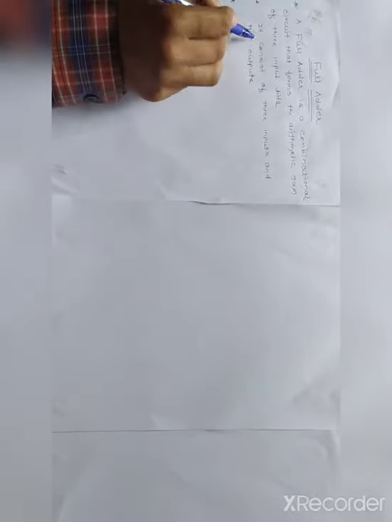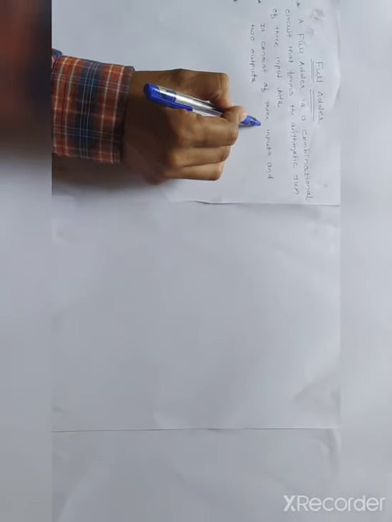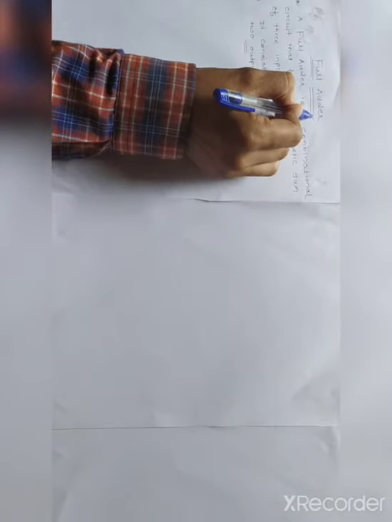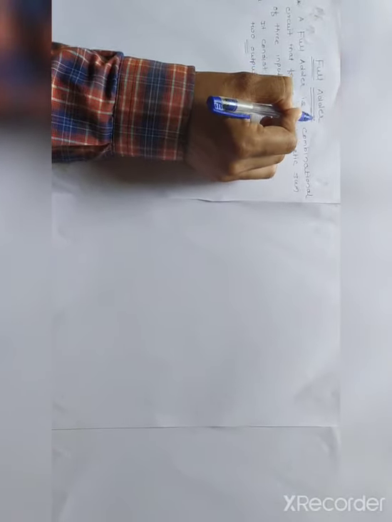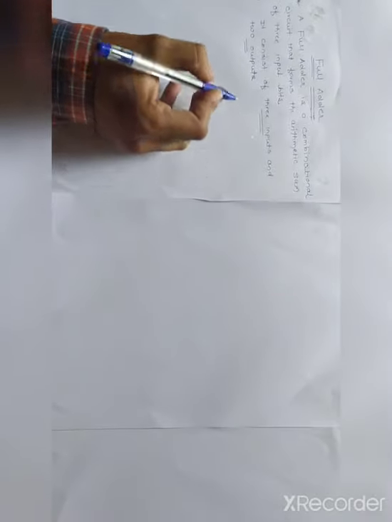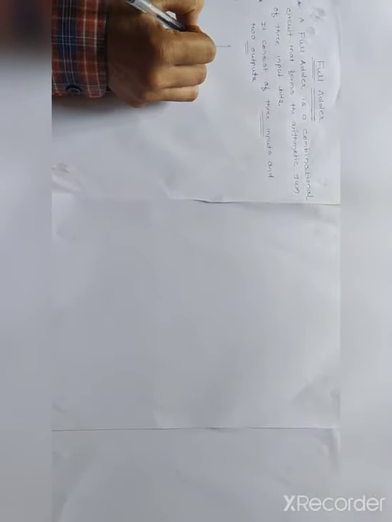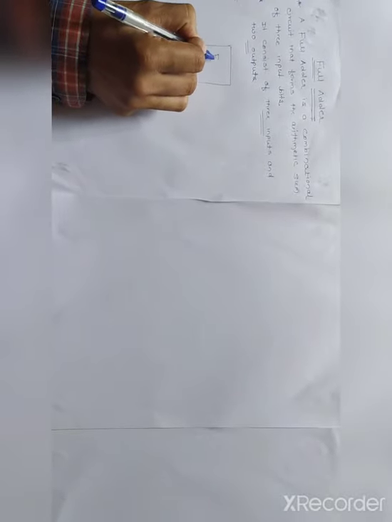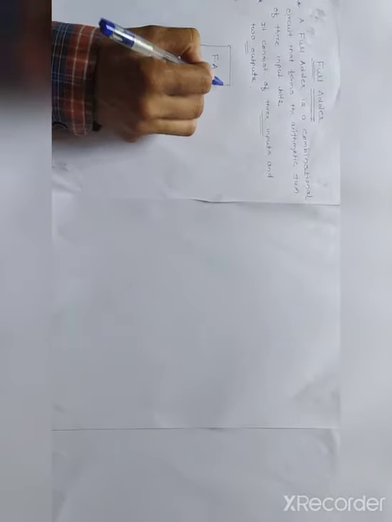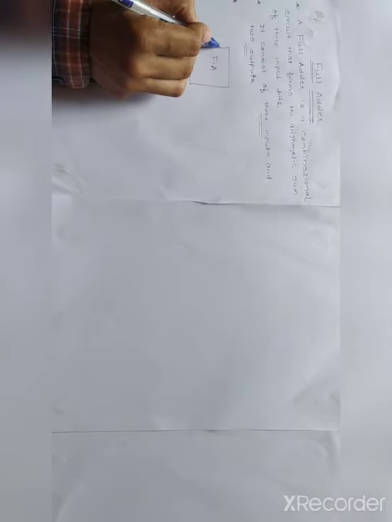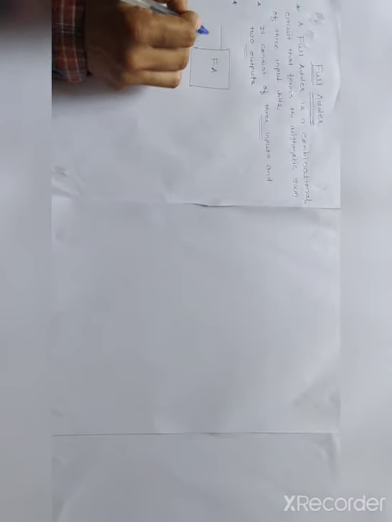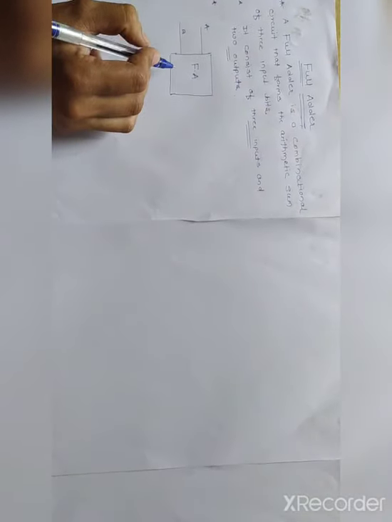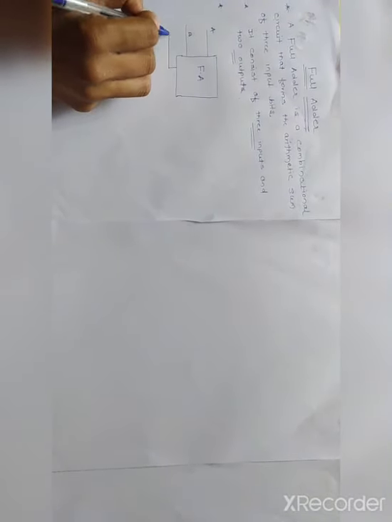Now it consists of 3 inputs and 2 outputs. The outputs of the adder are sum and carry. Here is the block diagram of the full adder. It consists of 3 inputs. Suppose this is my A input, this is my B input, and the third input is the carry.